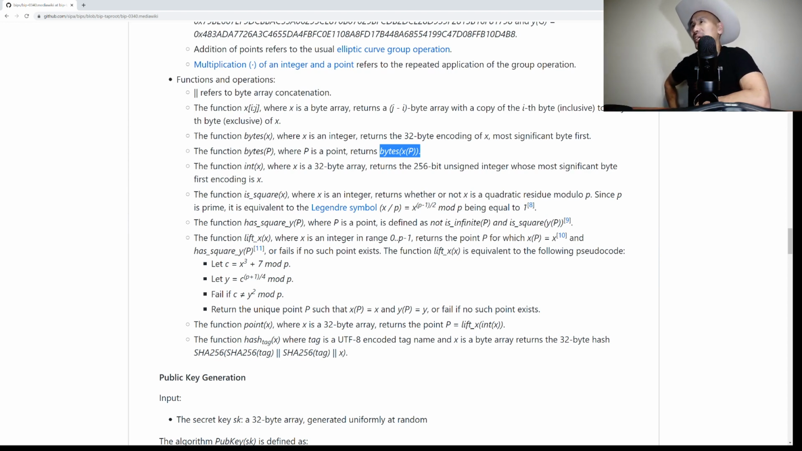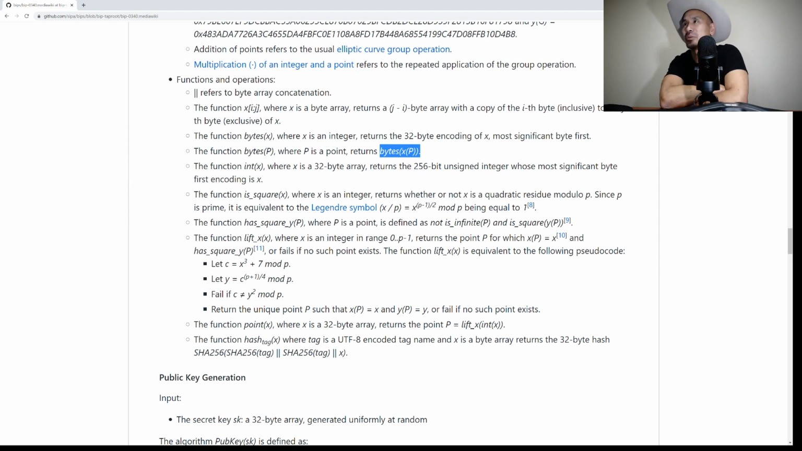The function lift_x(x), where x is an integer in the range of 0 to p minus 1, returns the point P for which x(P) equals x and has_square_y(P), or fails if no such point exists. So x(P) equals x, and has_square_y(P). Okay, or fails if no such point exists. The function lift_x(x) is equivalent to the following pseudocode. Let c equal x cubed plus 7 mod p. Okay, let y equal c to the (p plus 1) divided by 4.